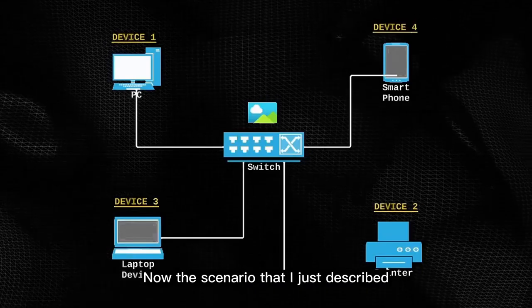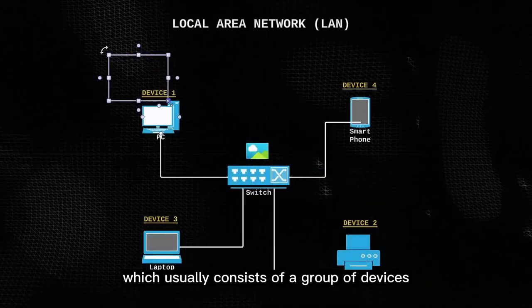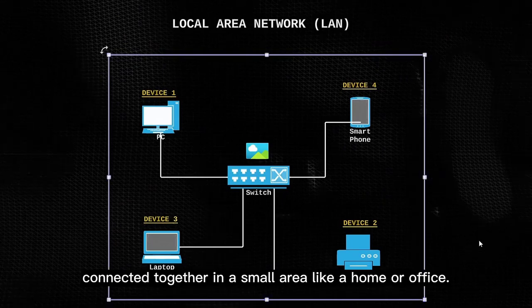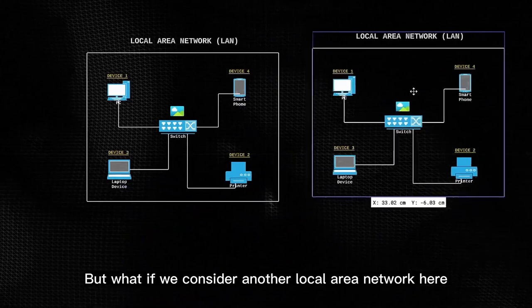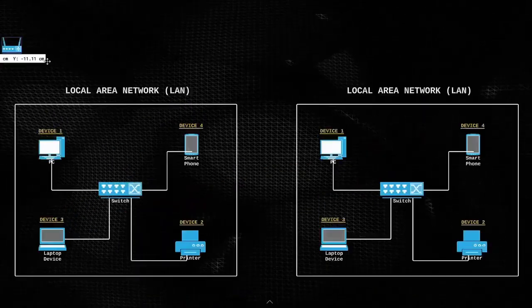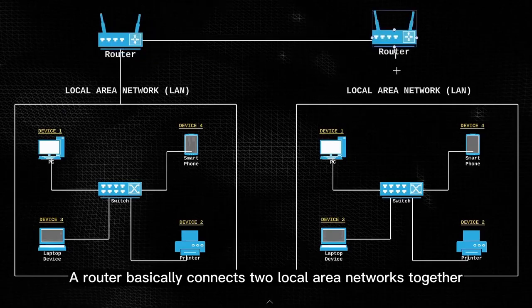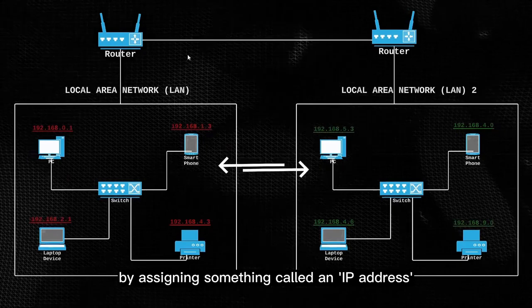Now the scenario that I just described is of a compact network, often referred to as a local area network or LAN, which usually consists of a group of devices connected together in a small area like a home or office. But what if we consider another local area network here, and now device 3 wants to send a message to device 4 on this other network? How will it do that? Well, this is where a router comes into play. A router basically connects two local area networks together by assigning something called an IP address to each device in the network.